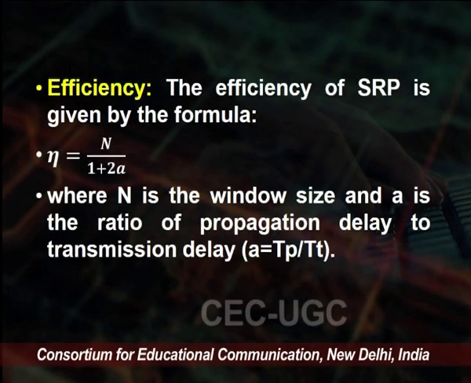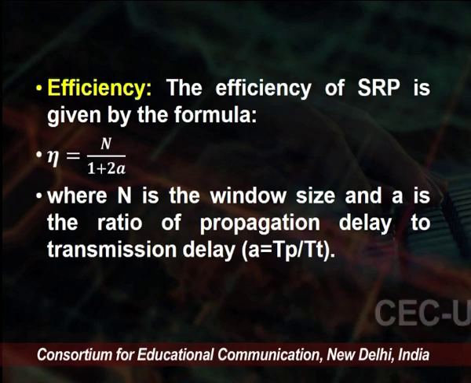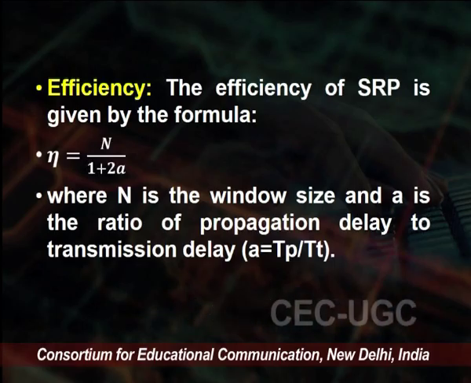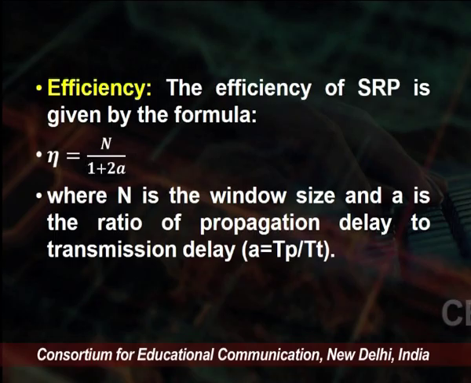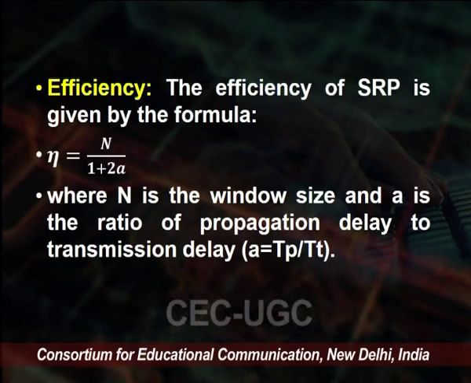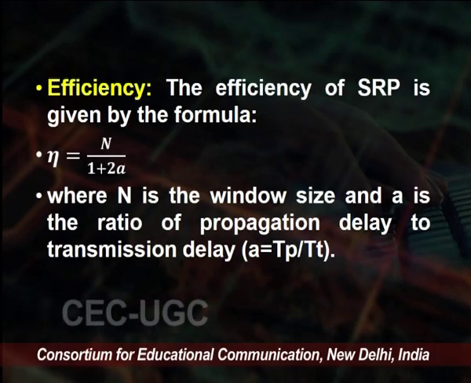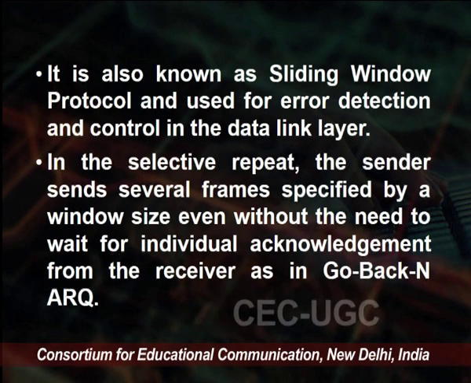Efficiency: if we talk about the efficiency of the selective repeat protocol, it is given by the formula N divided by 1 plus 2a. If we talk about the variables here, N is the window size and a is the ratio of the propagation delay to transmission delay. So, a here is Tp divided by Tt. So, the formula for the efficiency of selective repeat protocol is N divided by 1 plus 2a, and if you can recall, this was also for go back N.